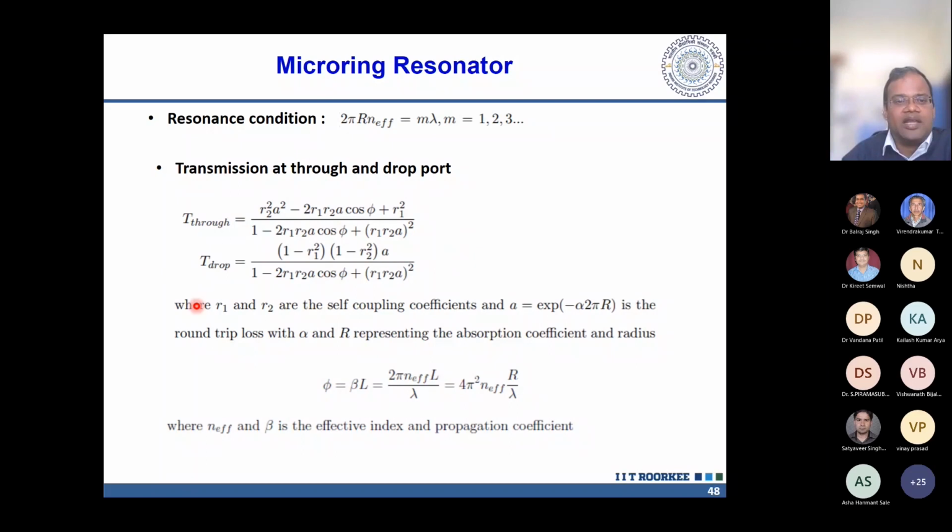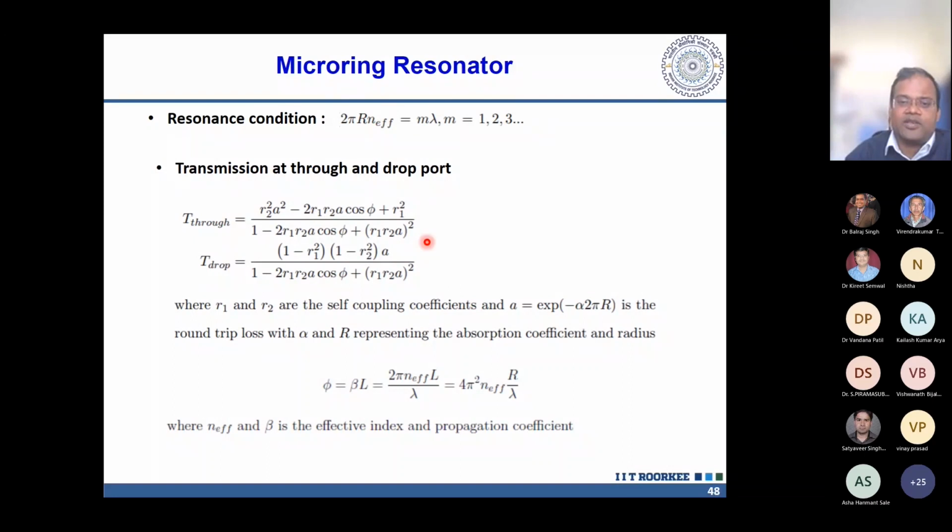And here is the formula for the transmission at the through port and drop port. I will not read it out, but what is important is the factor a equals exponential minus alpha 2 pi r, which gives the round trip loss, and phi, which is the phase, beta L. Beta you can write as 2 pi n effective upon lambda, multiplied by L, and you can further solve it for 4 pi square n effective r upon lambda. So these two are important factors in these equations.